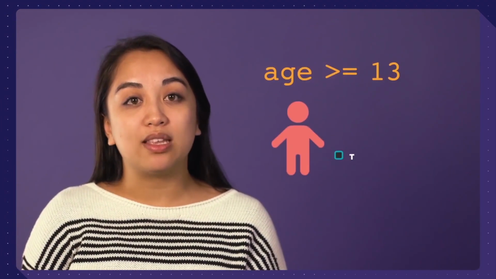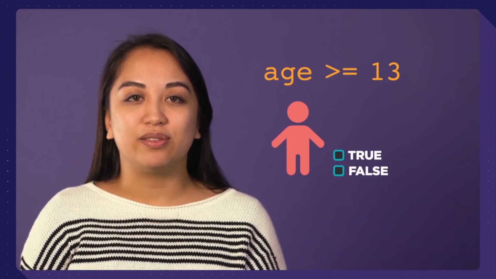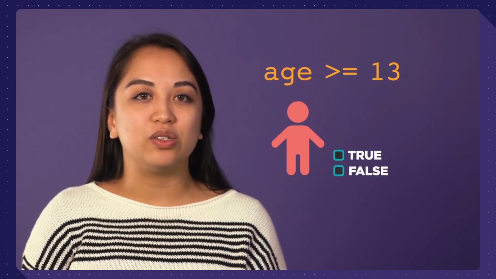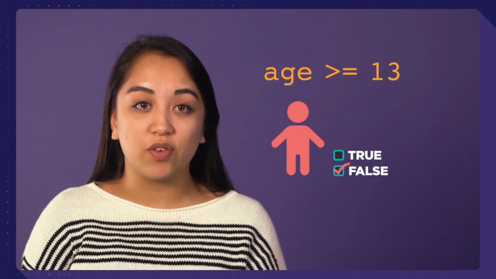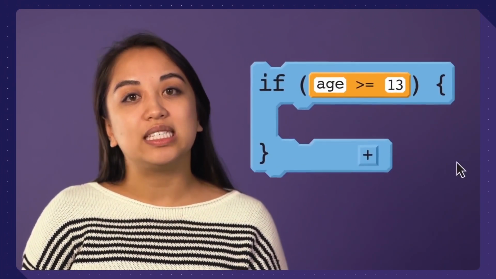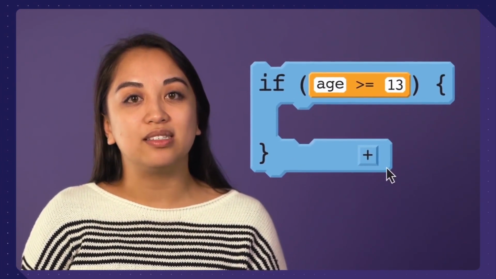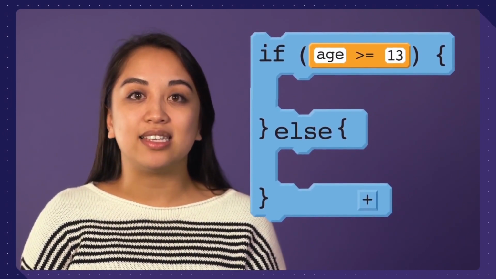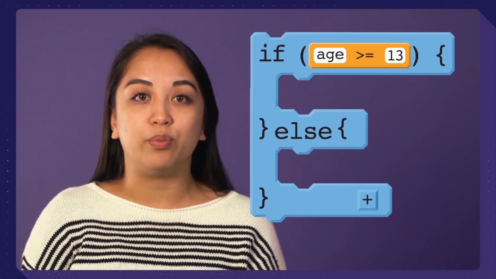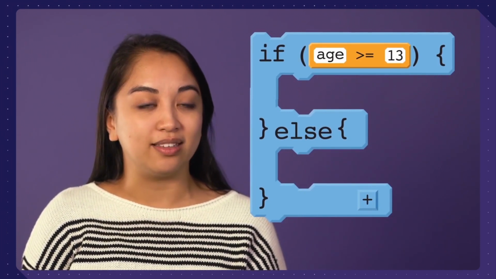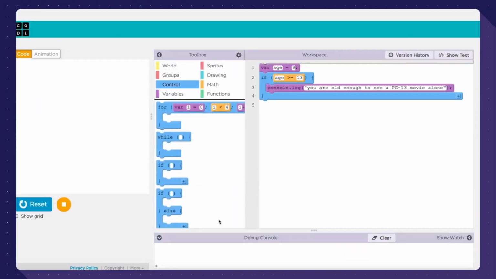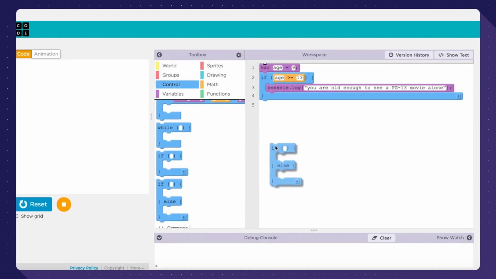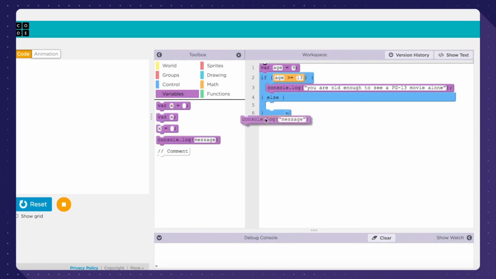Of course, some people will not be old enough. In these kinds of situations, we will want our programs to do something else when the condition is false. In order to do this, we will want to expand our if statements to include an else statement. The commands contained in this else statement only run if the Boolean condition in the if statement is false. You can add an else statement by either dragging out the if-else block or by clicking the plus symbol in the bottom right corner of the if block.